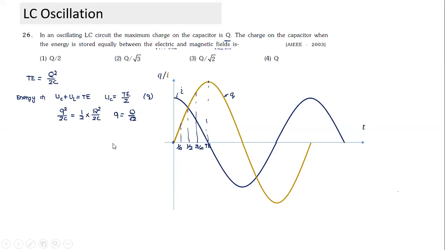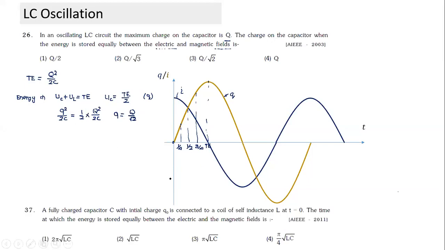Let's look at the next one. This is also a past question. A fully charged capacitor with charge Q naught is connected at time t is equal to 0. Find the time at which the energy stored is equal between electrical and magnetic field. Can we find an answer for this question now?